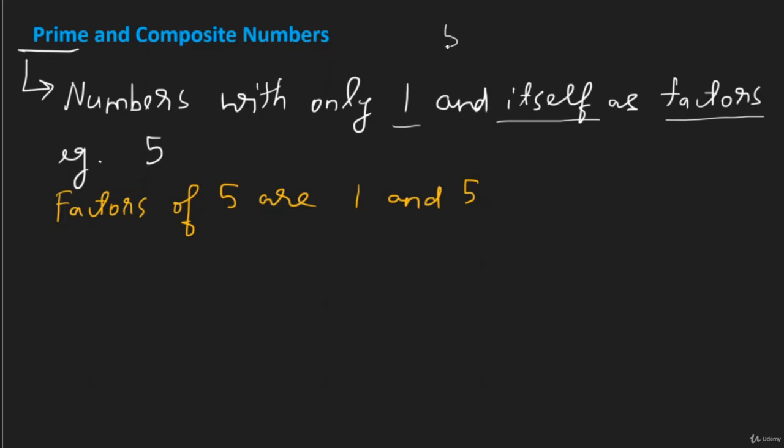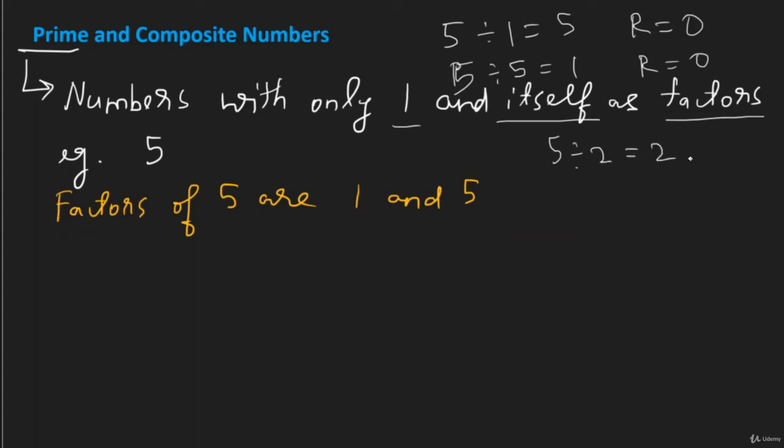If you divide 5 with 1, you will get the answer as 5 and your remainder is 0, right? If you divide 5 with 5 itself, you get the answer as 1 and your remainder is 0. But for example, if you divide 5 with 2, you will get your answer as 2 but the remainder is 1. So 2 is not a factor of 5. Therefore, we have seen that 5 has only two factors, that is 1 and itself, and hence 5 is an example of a prime number.